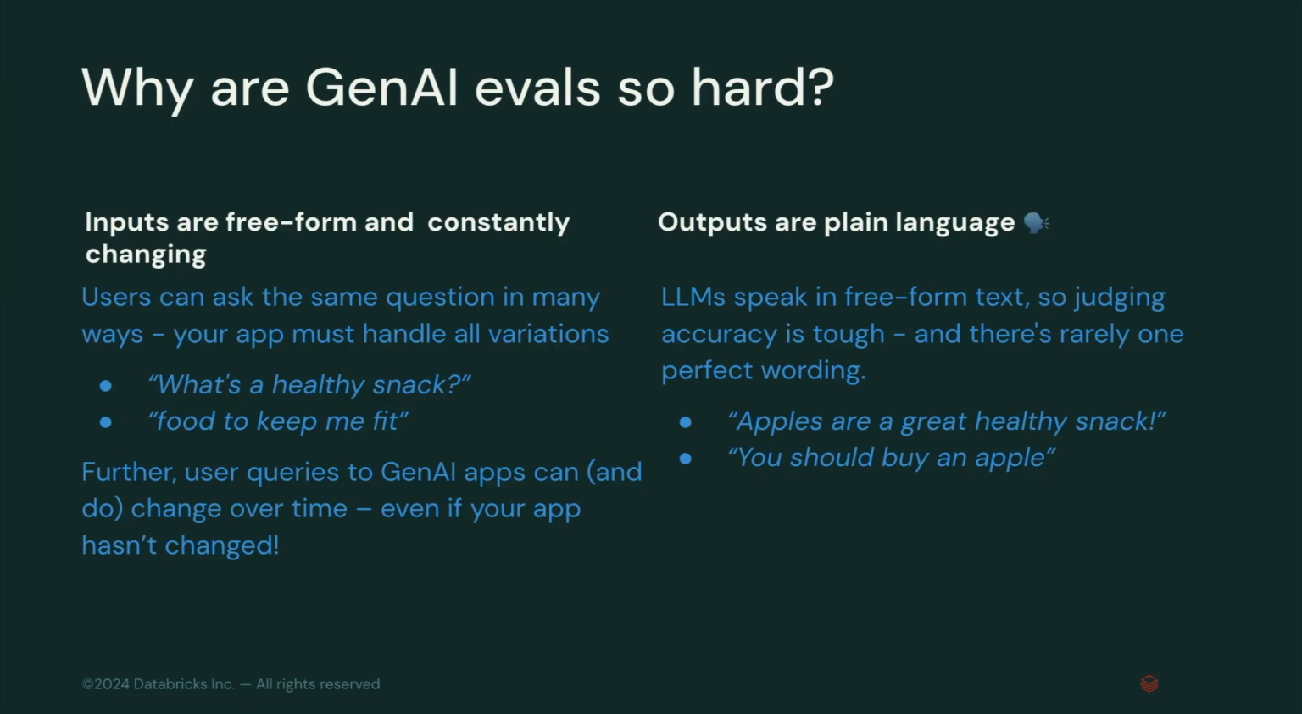Why are Gen AI evals so hard? As we mentioned, user inputs are free-form text and constantly changing. Users can ask the same questions in many ways, and can use different synonyms, paraphrases, or slang in their language. The outputs are also plain language, so they have the same problem. It's also free-form text, so judging accuracy is very difficult.